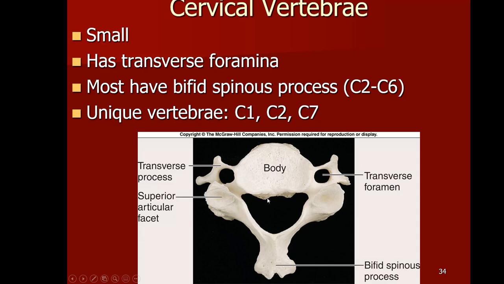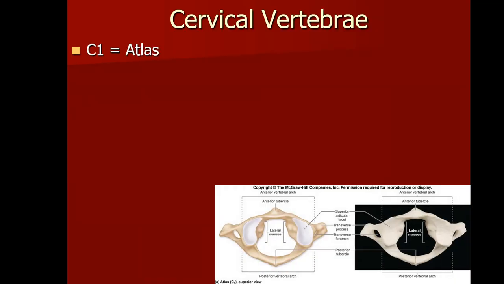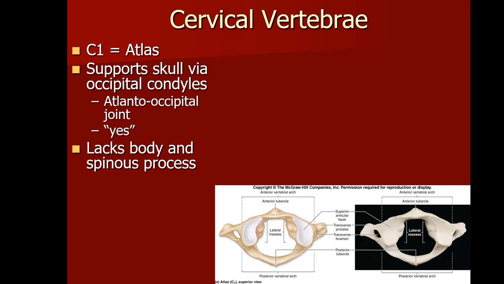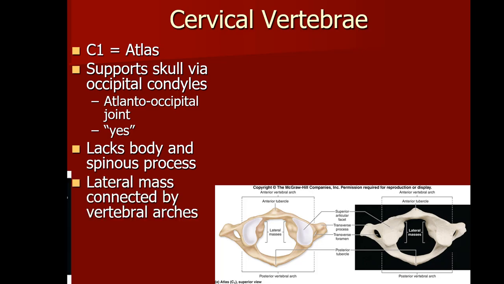Most are going to have what's called a bifid spinous process. So this is the spinous process. Notice how it splits into two regions. So that's called a bifid spinous process. In addition to that, we have unique vertebrae. So C1, C2, and C7 are so unique that they have their own names. Starting with C1, it's called the atlas. And this is what supports your skull.